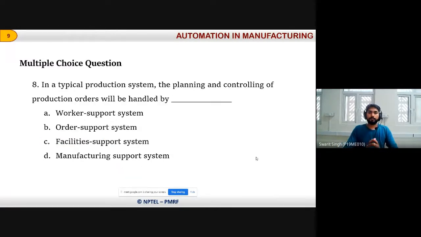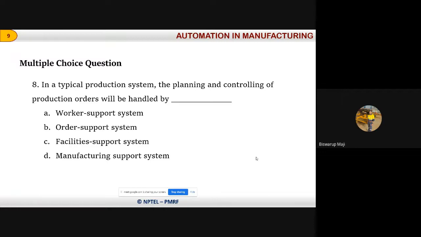So we are moving towards the eighth question. The question is: in a typical production system, the planning and controlling of production orders will be handled by which section? Is it the worker support system, order support system, facilities support system, or manufacturing support system? Any answer? Manufacturing support system.